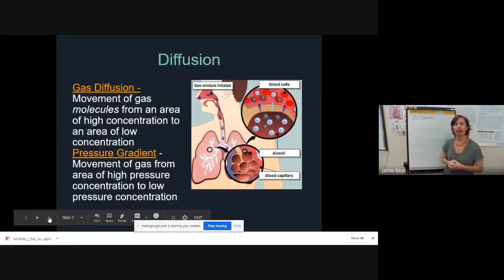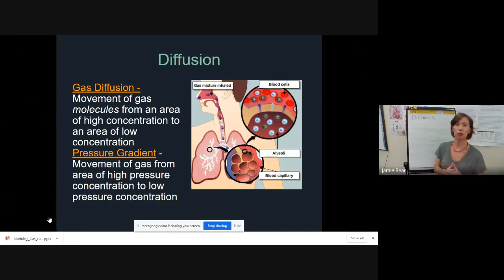So last week we talked about pressure gradients, and pressure gradients are movements of gas from areas of high concentration to areas of low pressure. When we're talking about diffusion, we're talking at a smaller level. So we're talking about the movement of gas molecules from an area of high concentration to an area of low concentration. What we're talking about specifically are the molecules of oxygen and carbon dioxide.